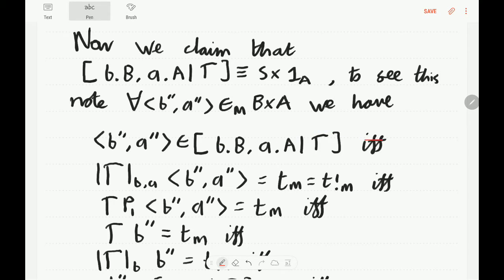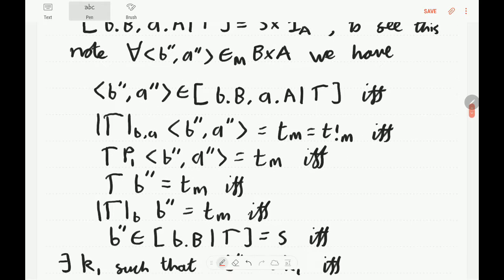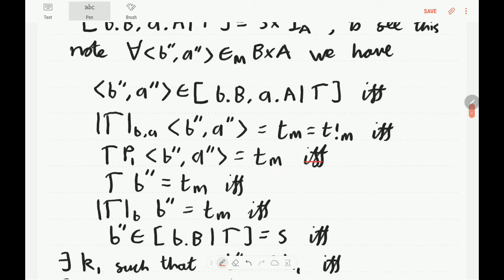So let's go. B double dash comma A double dash is in this extension here, extension of gamma over B's and A's, if and only if doing the interpretation of gamma over the B's and A's, operating on B double dash comma A double dash is TM. This means true after the unique arrow from M to the terminal object. And that's true. We'll just interpret this. So that's true if and only if gamma of P1 of B double dash comma A double dash is true. That happens if and only if, well, true M, but I'll just call it true for short.